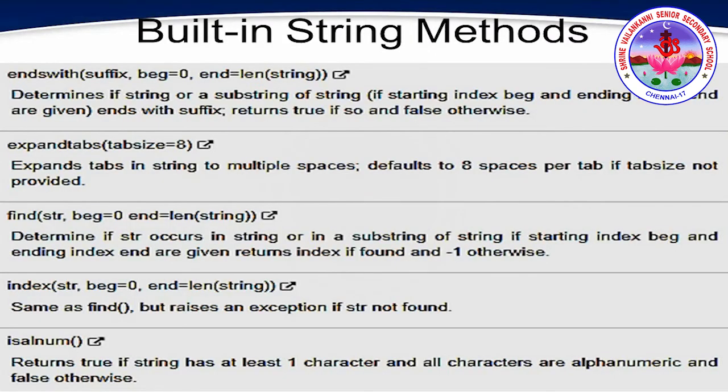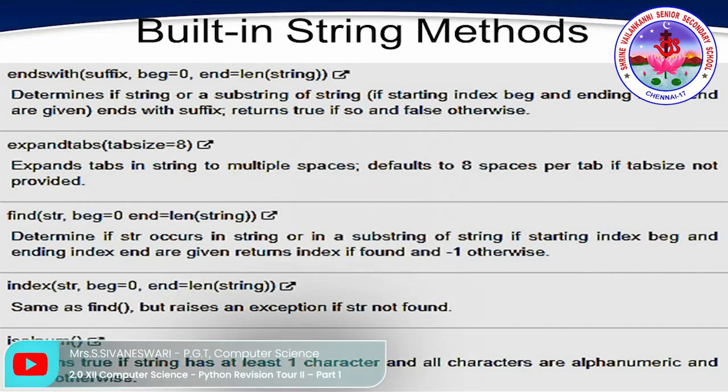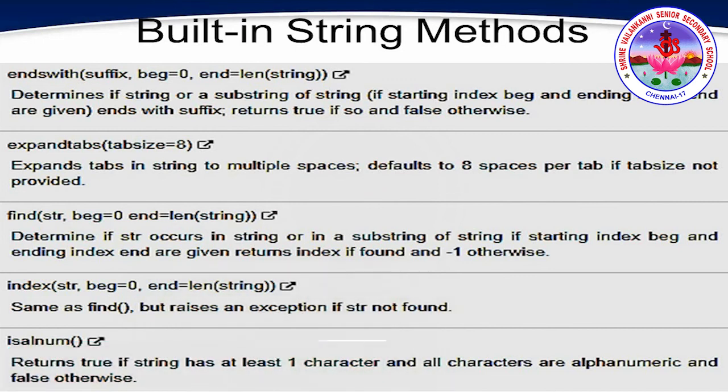So now we are going to see a few built-in string methods. endswith of suffix comma begin is equal to 0, end is equal to len of string. Determines if the string or a substring of the string ends with suffix. Returns true if so and false otherwise. Okay. So next is expandtabs. Expands tabs in the string to multiple spaces. Defaults to 8 spaces per tab. So if tab size is not provided, then it takes 8 spaces. If tab size is provided, then it goes with the given count.